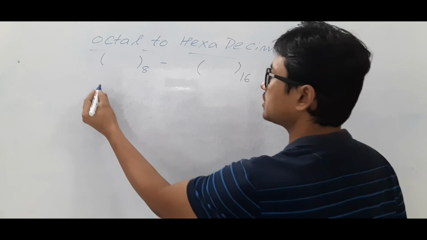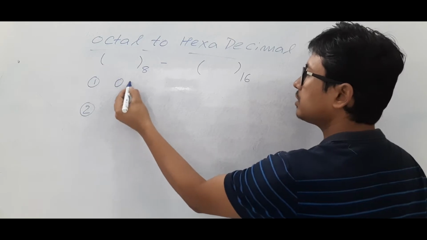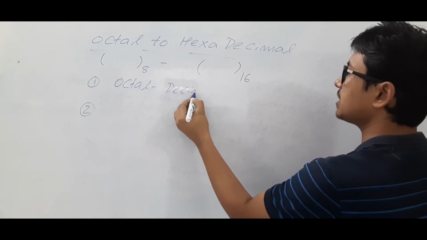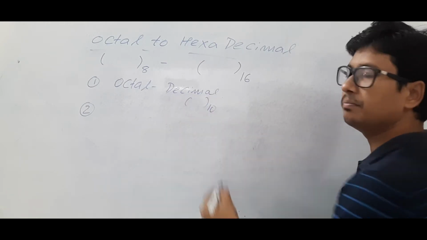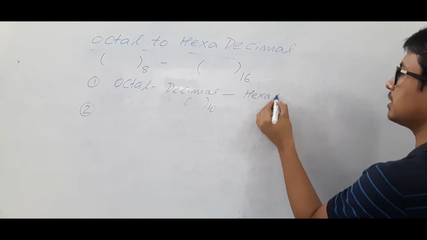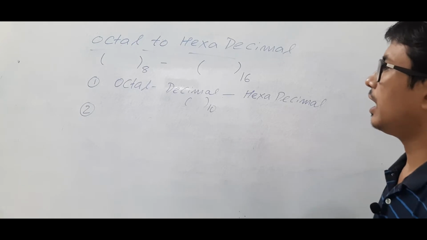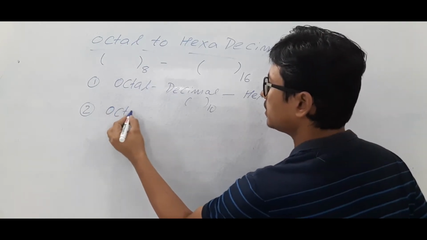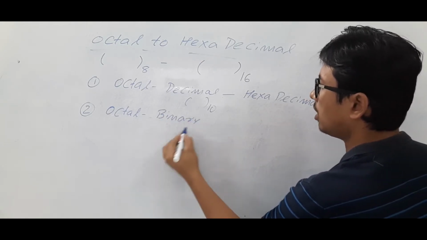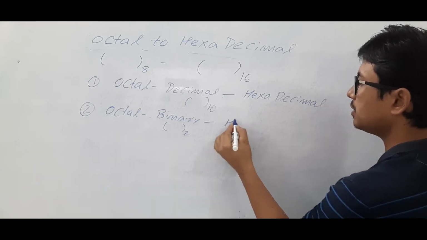We can do this conversion in two ways. The first way is that I can convert the given octal number to a decimal number, which is a base 10 number, and from the decimal number I can convert into a hexadecimal number. The second process is that I can convert the octal number to a binary number, or base 2 number system, and from the binary number I can convert into hexadecimal.